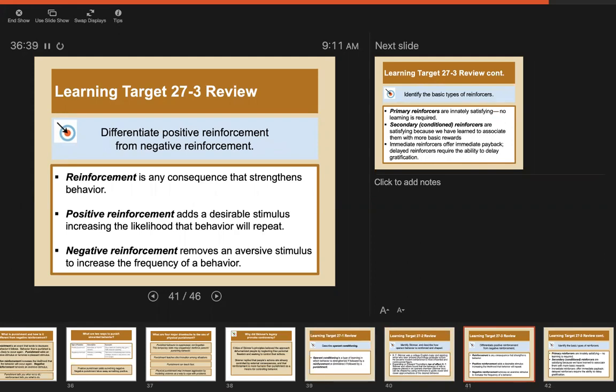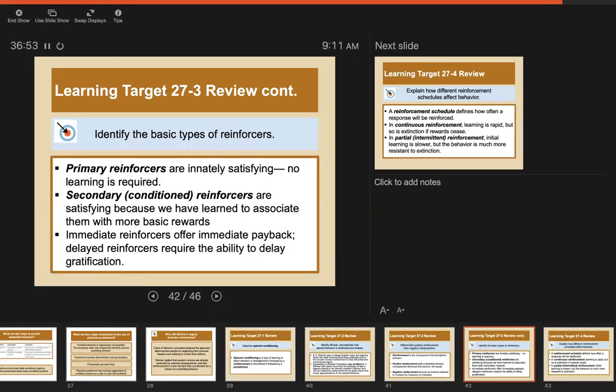Positive reinforcement adds a desirable stimulus, increasing the likelihood the behavior will repeat. Negative reinforcement removes an aversive stimulus to increase the frequency of behavior. It is not the same thing as punishment. Primary reinforcers are biologically, innately satisfying reinforcers. No learning is required. Secondary or conditioned reinforcers are satisfying because we've learned to associate them with more basic rewards. Immediate reinforcers offer immediate payback. Delayed reinforcers require the ability to delay gratification. So more likely to happen in humans, and as we mature as humans, more likely to happen more often. Think getting a paycheck at the end of the month.